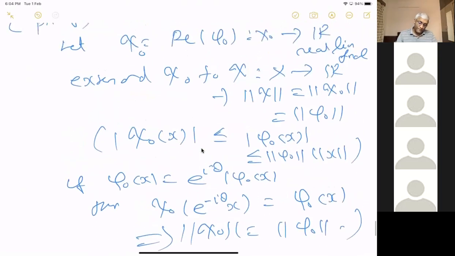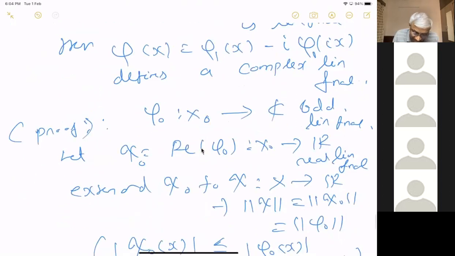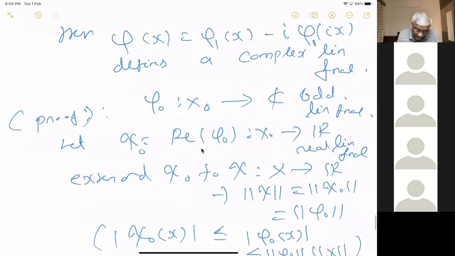Okay. So now what have we done? We had a complex linear functional defined on x naught to C. Then we took the real part of that and we extended that real linear functional to the whole of x. Now we want to get a complex linear functional, and we know how to get a complex linear functional from a real linear functional.